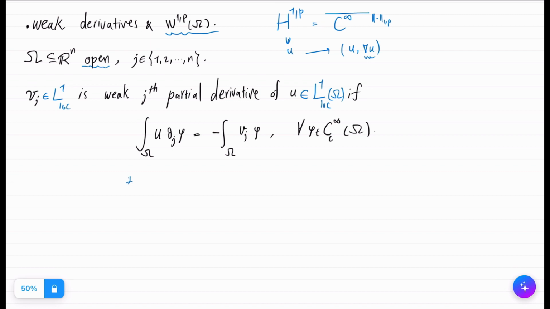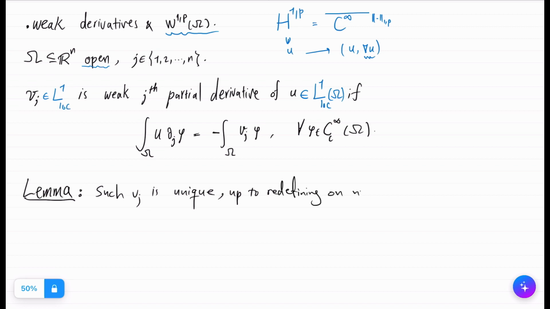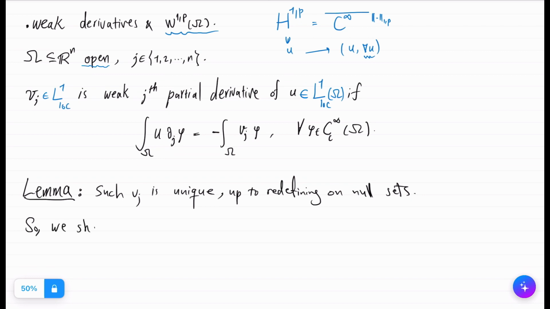If u happens to be a C-infinity function itself, then partial with respect to jth coordinate will actually satisfy these conditions. Such Vj is unique as a measurable function, up to redefining on null sets. So we shall write that Vj is partial with respect to jth coordinate of u, so that this notation is now justified.